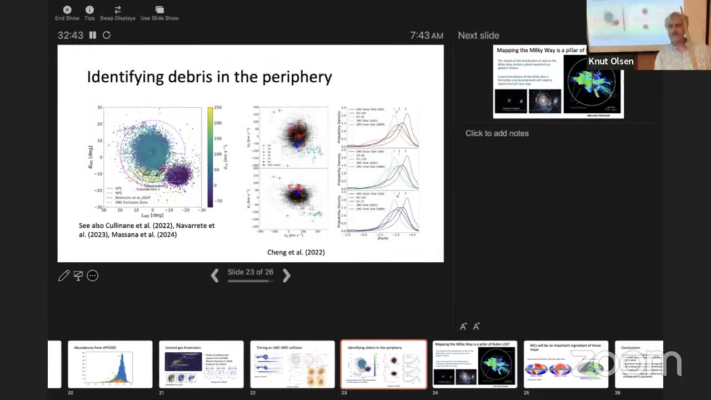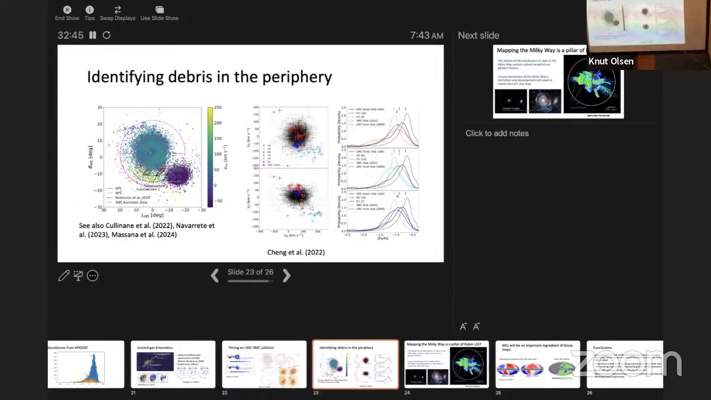Another use of modeling internal kinematics and looking for departures from it is to look at debris in the periphery. So this is being done by a number of groups. I was on a paper with Xinlun Cheng and Paul Bassana, Laura Fullerane, and Navarrete have also been looking for this debris.